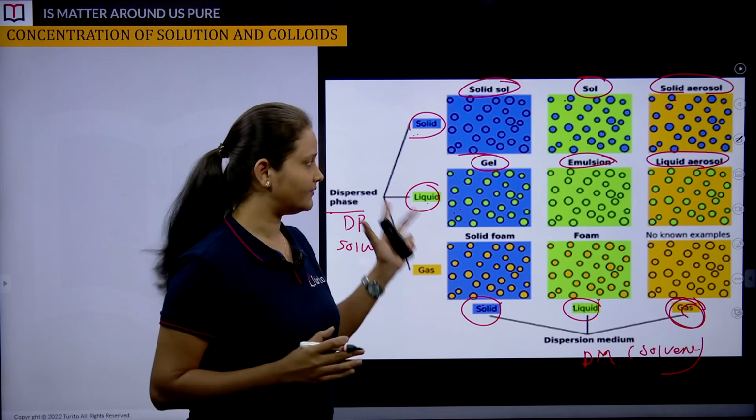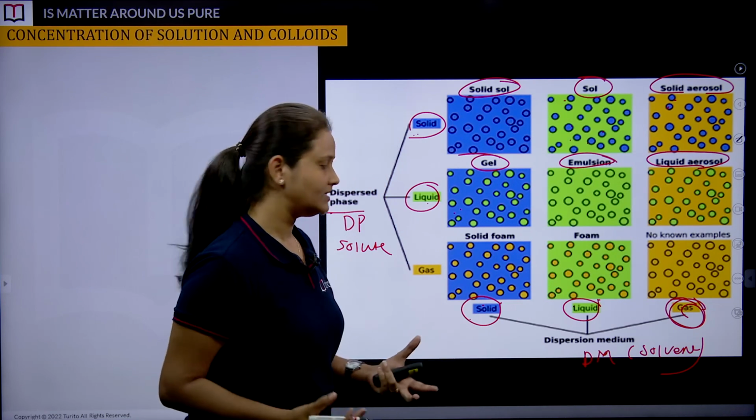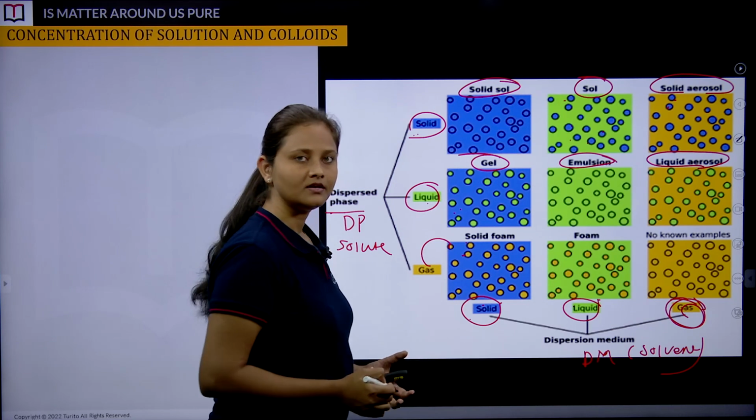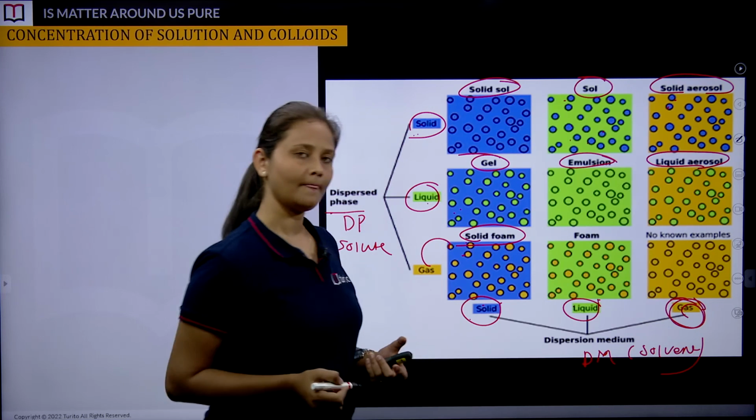You just have to read. This is solid. Okay, the blue colored one is what? Dispersion medium, and into that we have added gas. See, these are the gas particles. So it's a type of colloidal solution. What type is it? It's solid foam.